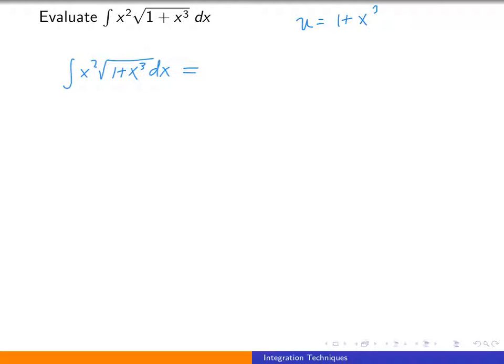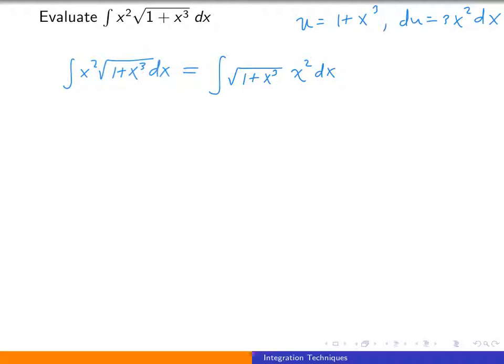And what we're going to need to do is rewrite this entire integrand solely in terms of the variable u. So we say, okay, du is 3x squared dx. And just slightly reorganizing our terms here, we can change the order that we're multiplying and write this as the integral of the square root of 1 plus x cubed times x squared dx.